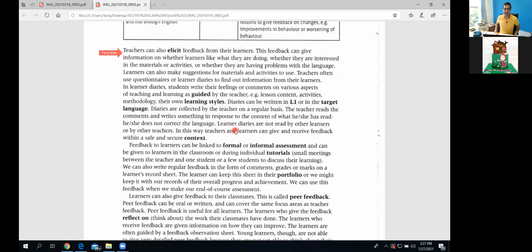This feedback can give information on whether learners like what they are doing, whether they are interested in the material or activities, or whether they are having problems with the language. Learners can also make suggestions for materials and activities to use. Teachers often use questionnaires or learners' diaries to find out information from their learners. In learning diaries, students write their feelings or comments on various aspects of teaching and learning as guided by the teacher.